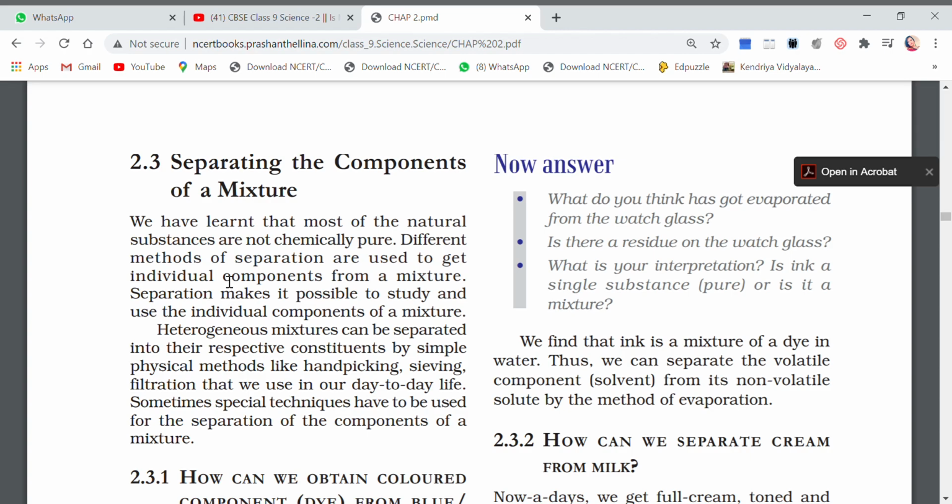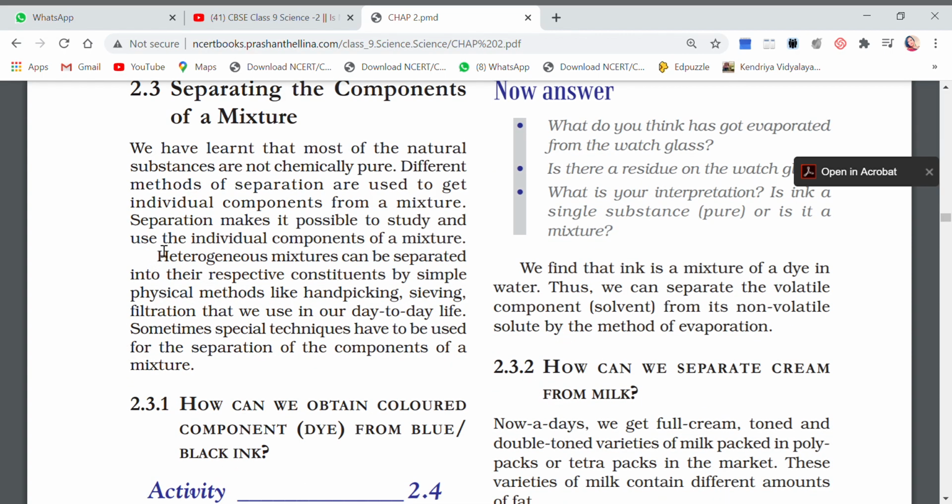Now children, there is a paragraph here, you see, heterogeneous mixtures can be separated into their respective constituents by simple physical methods. Now, what are the simple physical methods? Like hand picking, that means you pick with your hands, you separate them. Like mama picks rice, picks dal, and separates the pebbles and stones by hand only, right?